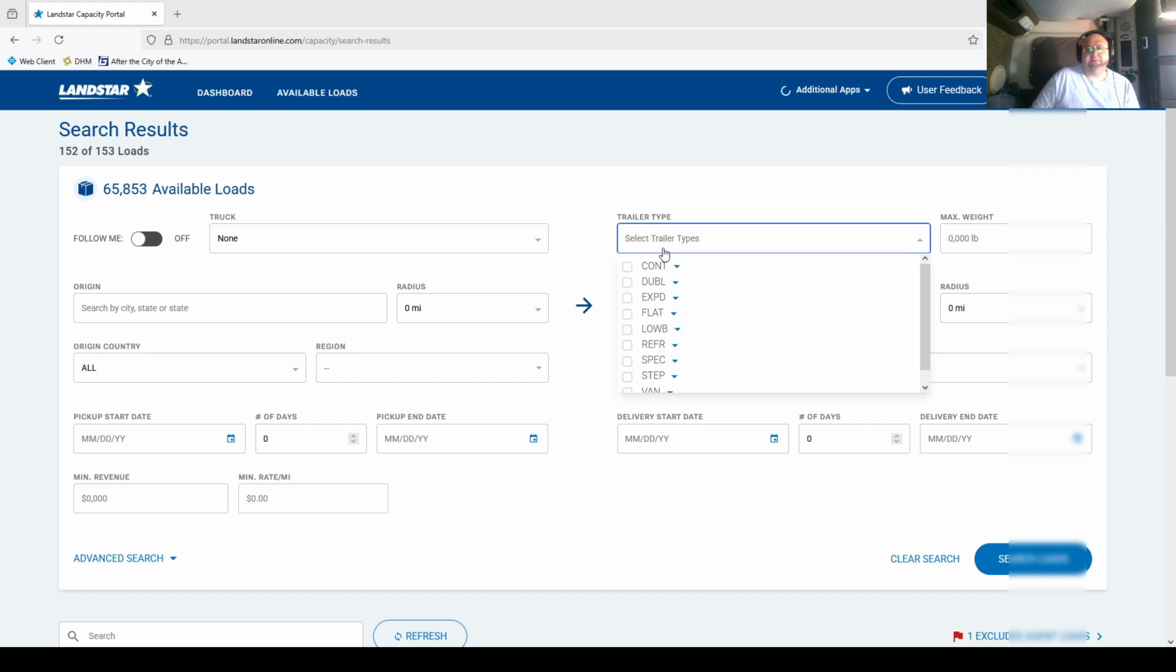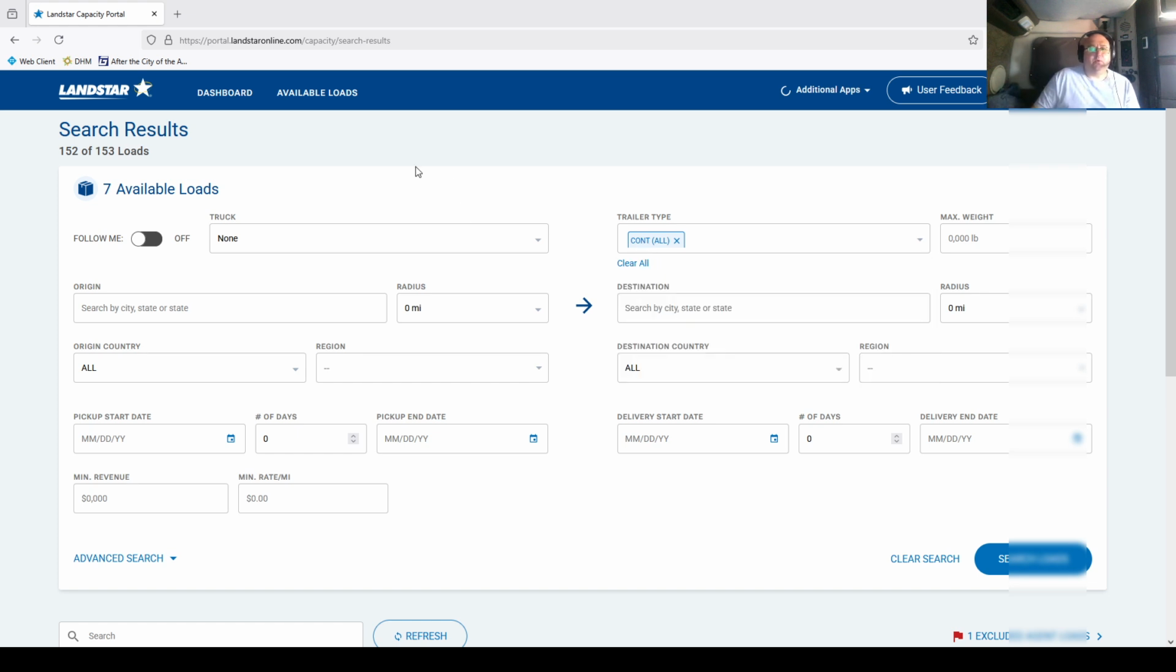We're going to select all containers because agents don't know how to list loads. Whenever you select container, that means that you're going to be showing up with a chassis or container. If you're just hauling a chassis or a container, that should be listed as a power only load. But we have 7 of these loads listed. Let's go and look at these 7 loads.